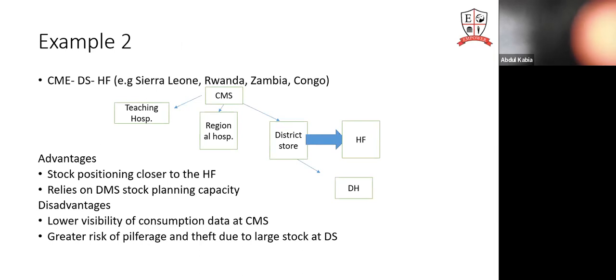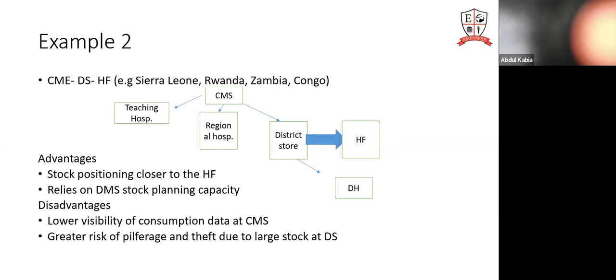So also in some parts of the world, like for us in Sierra Leone, we operate on a 3-tier system, where when commodities come to the central medical stores, we send them to the districts and they go to the health facilities. So the advantage of this one is that we stock our position closer to the health facilities so they can respond. But it also relies on the DMS stock planning capacity. It means it will help, so it's also an advantage because they are involved in the process.